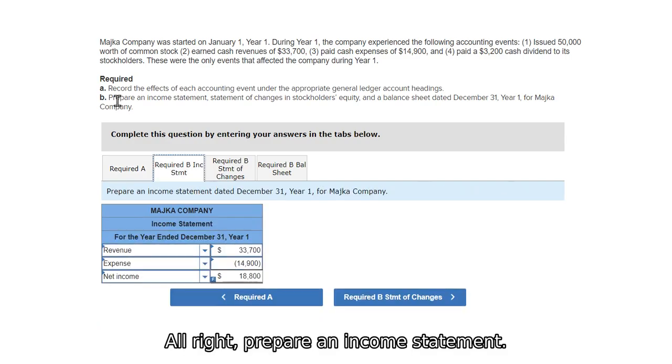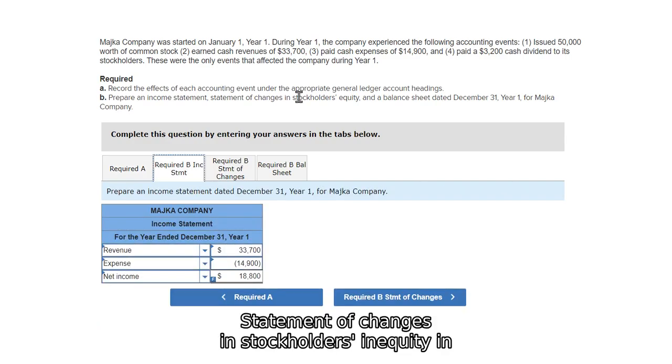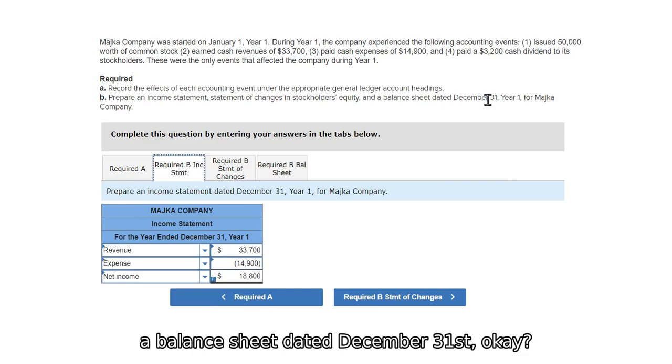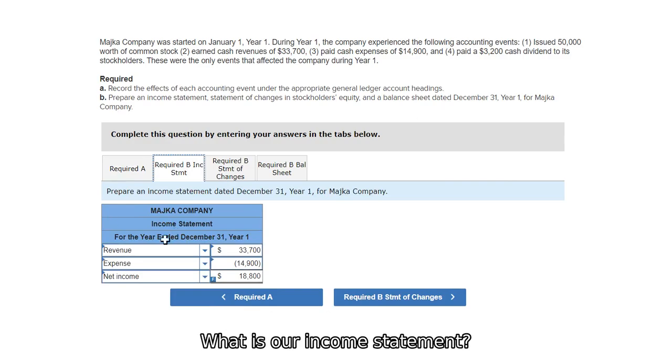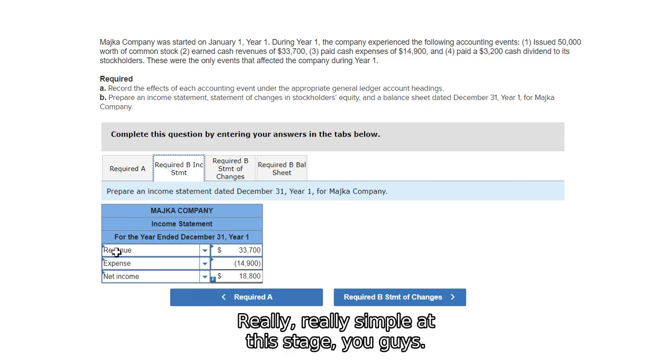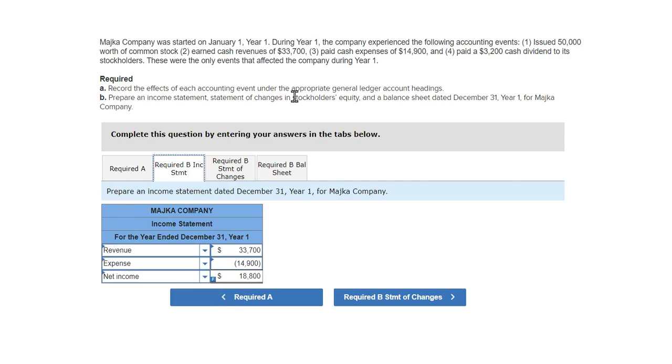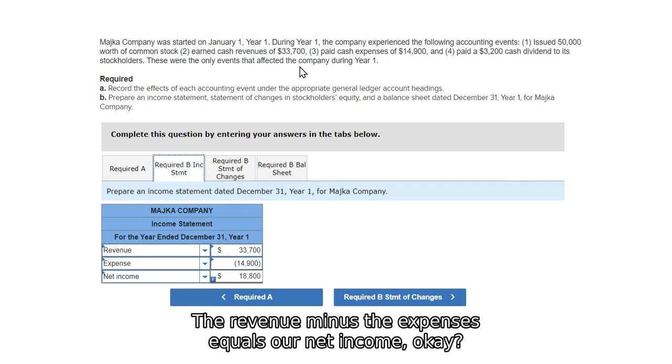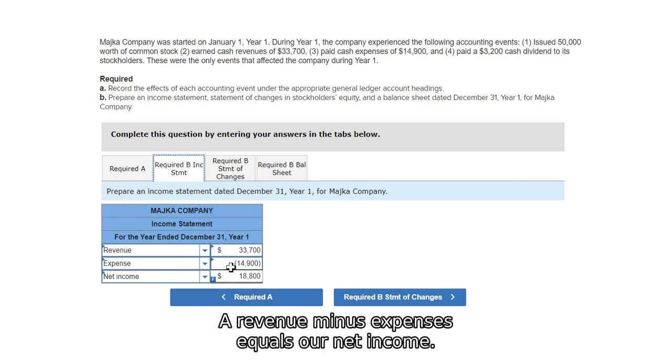All right. Prepare an income statement, statement of changes in stockholders' equity, and a balance sheet dated December 31st. Okay. So here's the income statement. What is our income statement? Really, really simple at this stage, you guys. It's our revenue. What's our revenue? Cash sales, right? The revenue minus the expenses equals our net income. Okay. Our revenue minus expenses equals our net income.